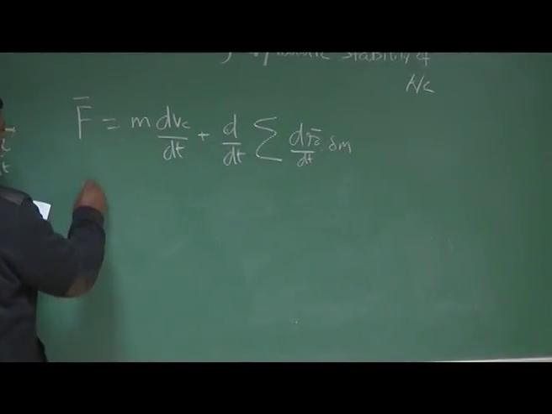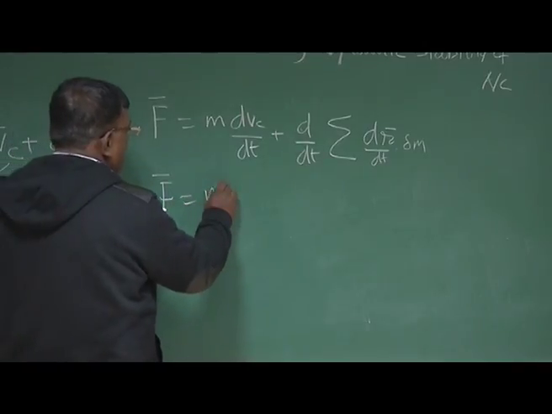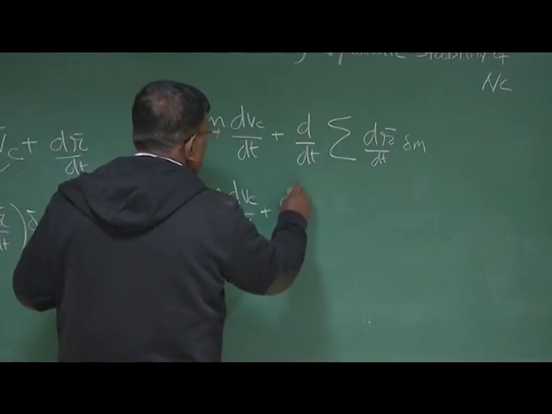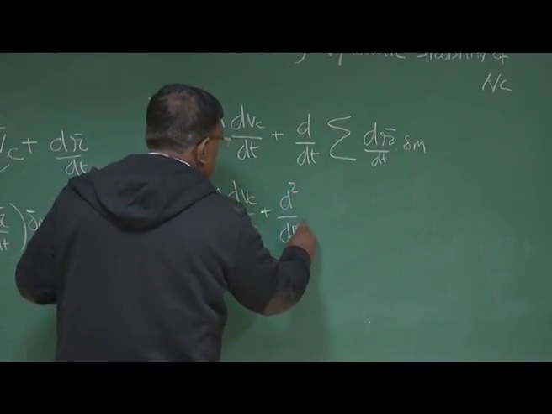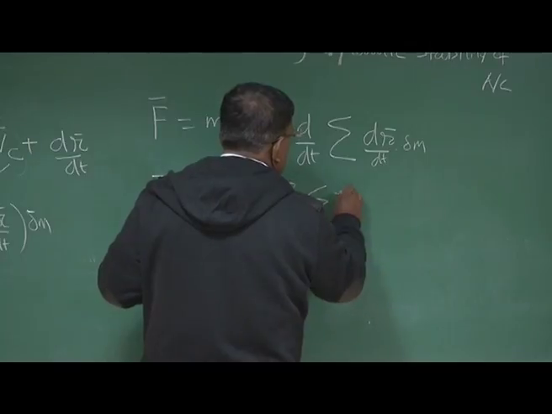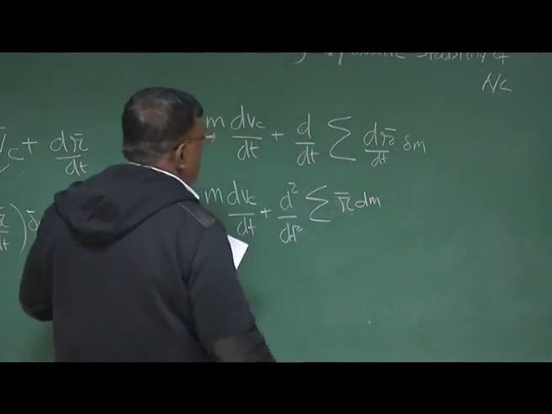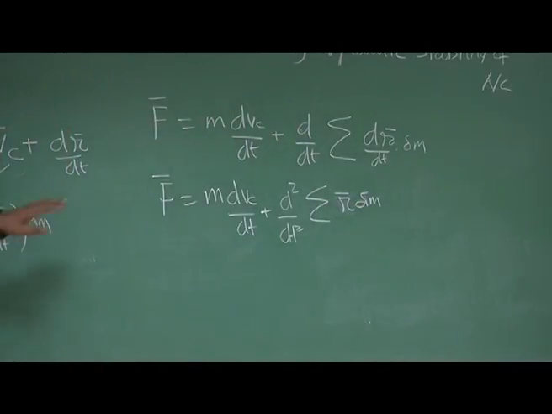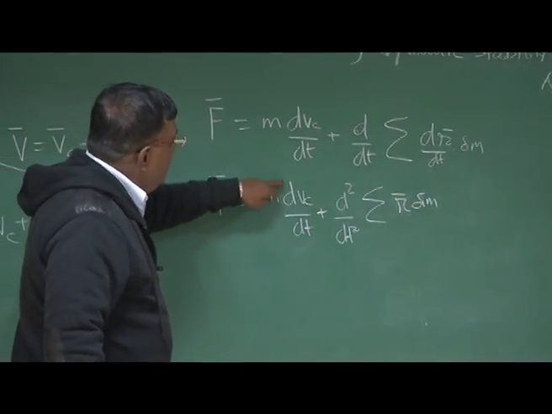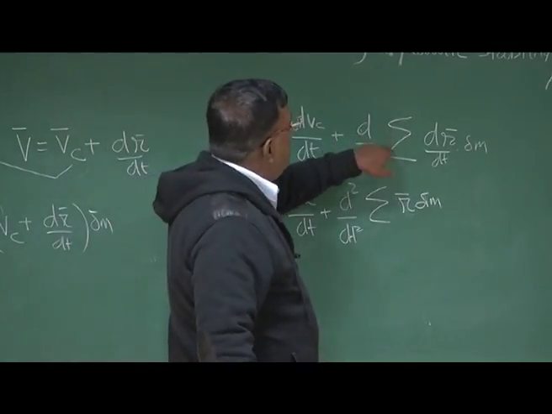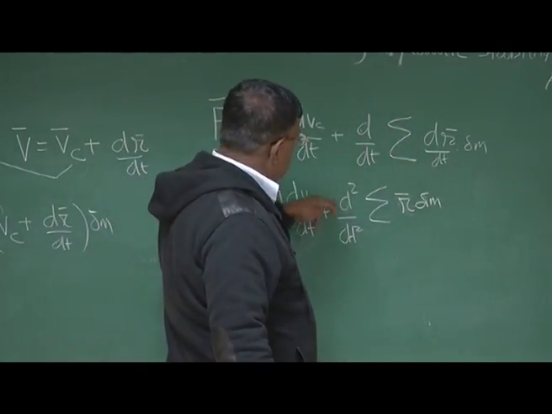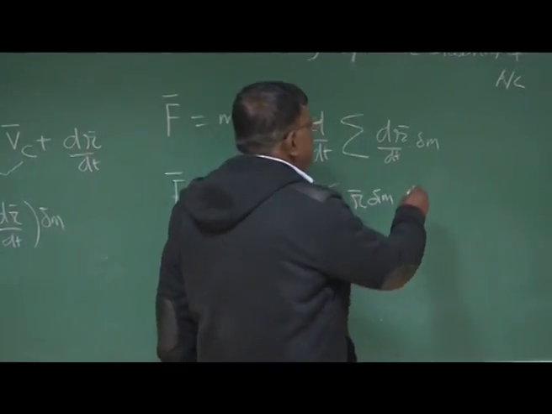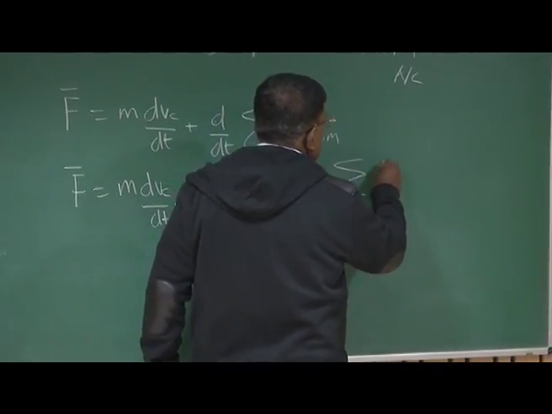So again, I do a little manipulation. I write F equal to m dVc by dt plus d square by dt square summation r bar dm, or delta m. Right? This is clear? m dVc by dt, then d summation has been taken out, so d square by dt square summation r dm. What is summation r dm?